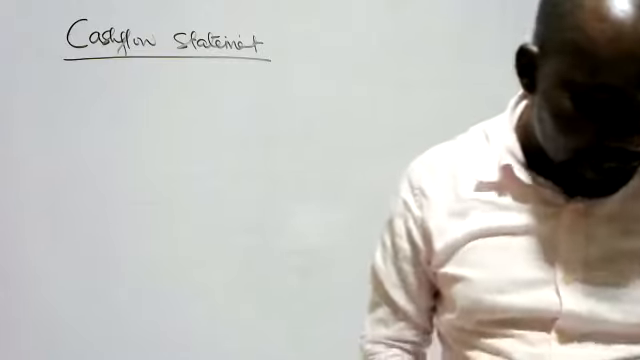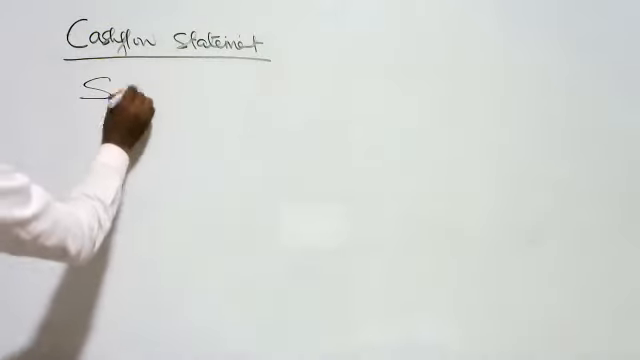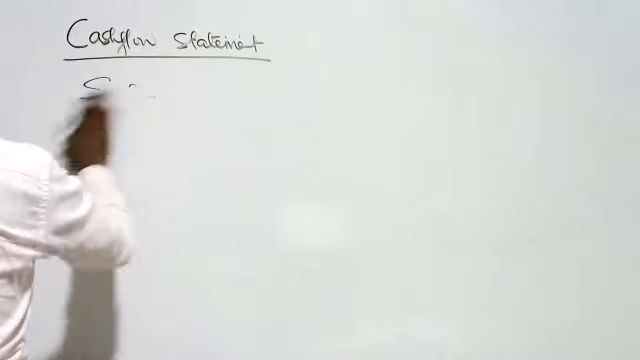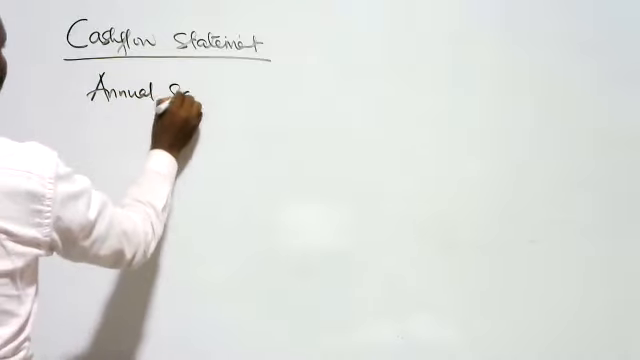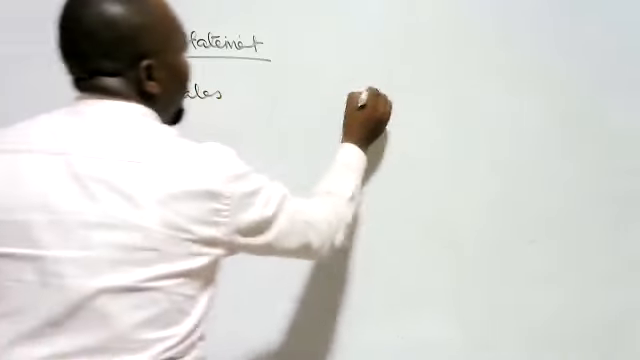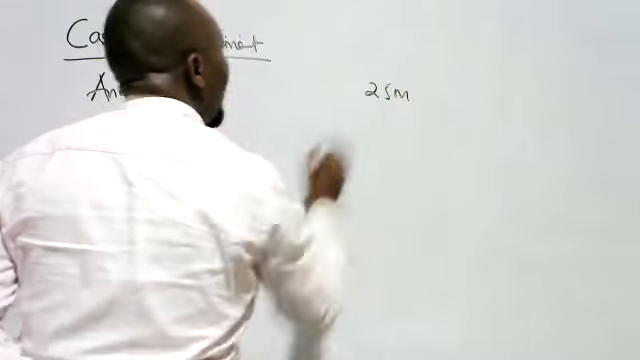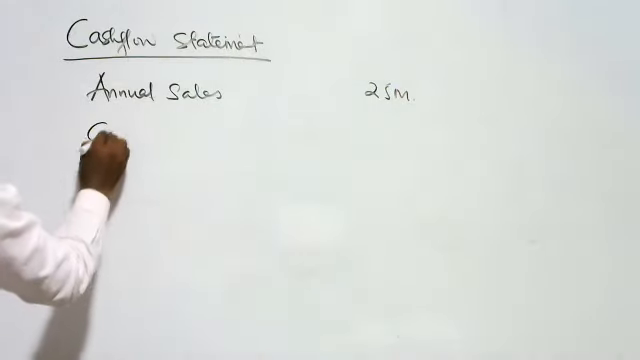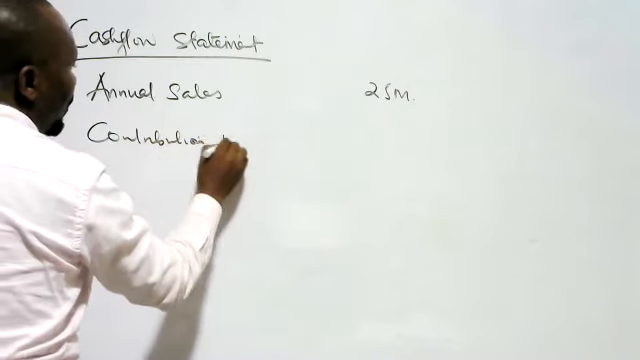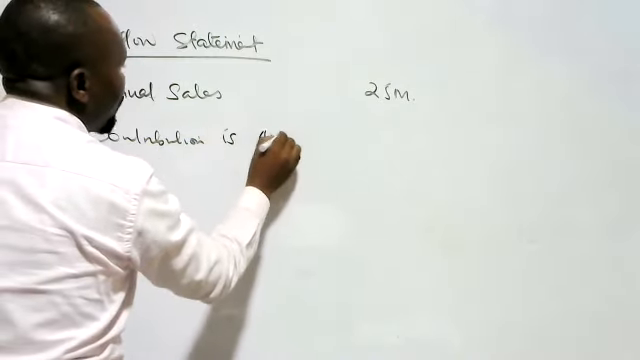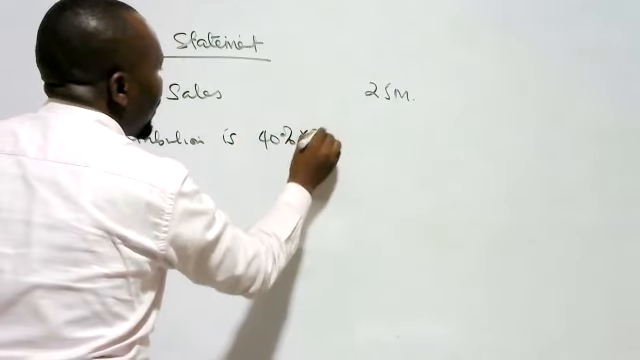So the cash flow statement, we are told that the sales that we are making yearly, or we call it annual sales, is 25 million. And we are told that contribution is now 40% of 25 million.